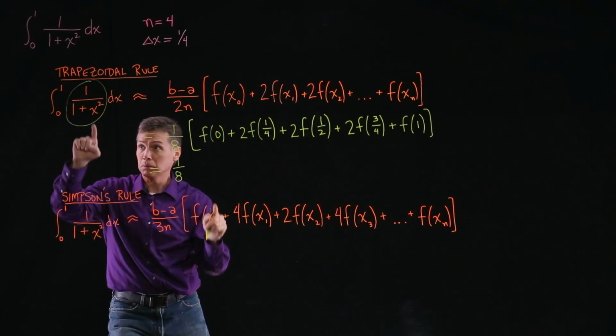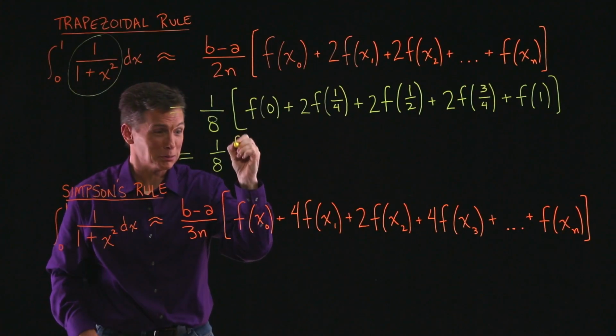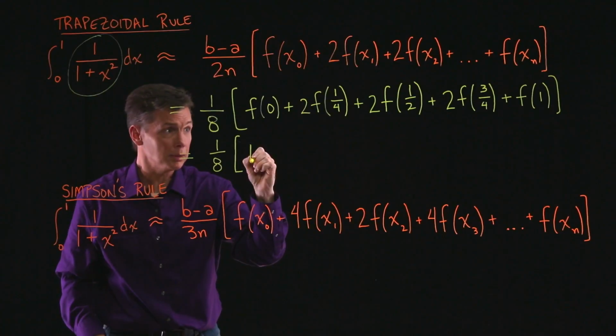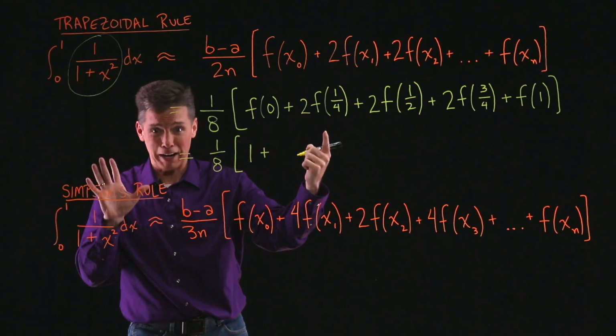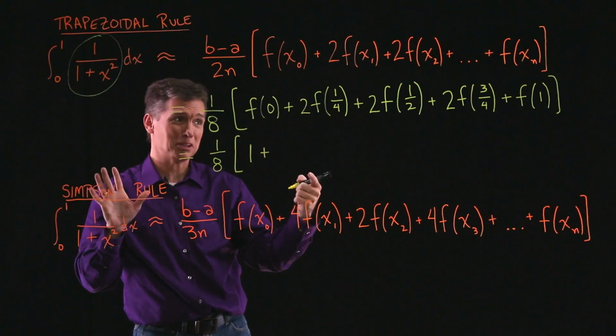So f of 0, plug it in for x. That's why I said it wasn't bad a minute ago. F of 0 is just 1. Plus f of a quarter. Oh God, I know there's fractions, but I'm still going to try it in my head. You could grab your calculator.